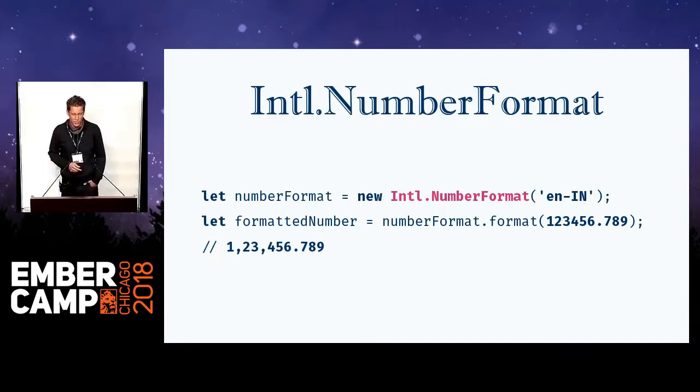You can see it in this example. You basically instantiate a new number format class. You put in the locale specifier, the BCP47. And this class has a format method where you can put in a number, and it would automatically get formatted in the right way. You can see here the Indian formatting, for example.